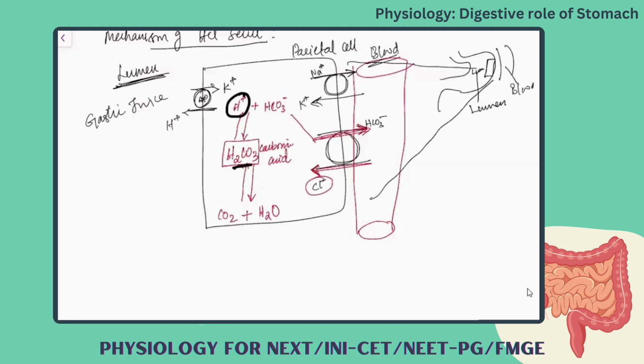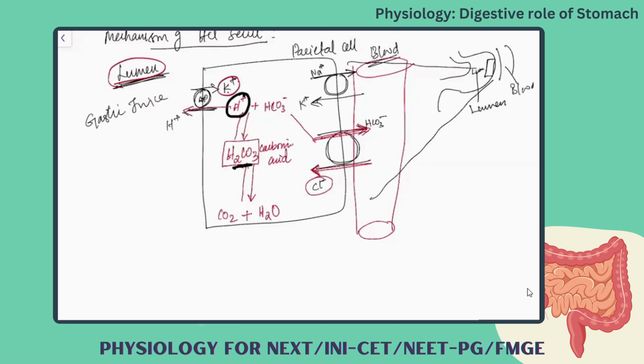This chloride ion will go and join with the H plus which you got from the splitting of carbonic acid into H plus and bicarbonate. This will not join inside the cell. This H plus is sent out from the parietal cell into the lumen of the GIT with the help of the potassium H plus exchanger.